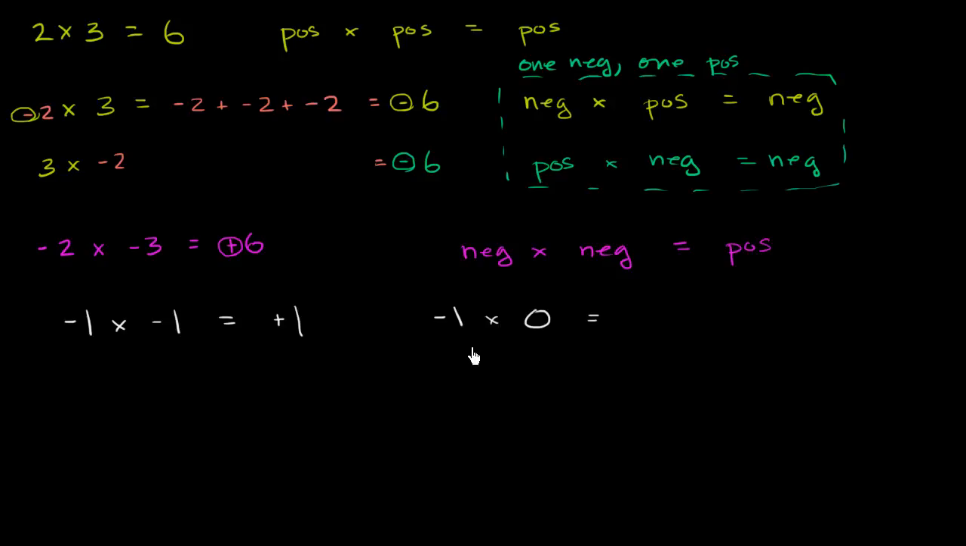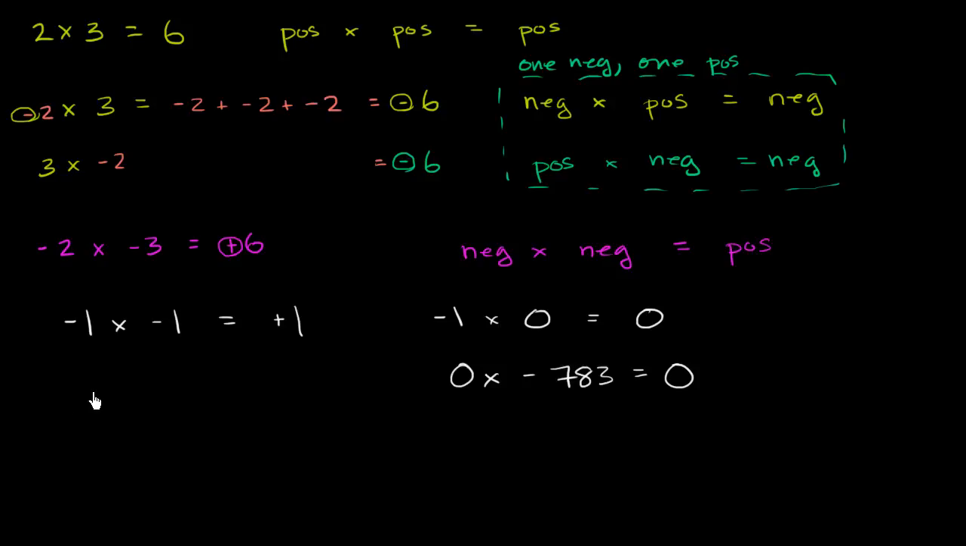What happens if I did negative 1 times 0? Now you might say, wait, this doesn't really fit into any of these circumstances. 0 is neither positive nor negative. And here you just have to remember anything times 0 is going to be 0. So negative 1 times 0 is going to be 0. Or I could have said 0 times negative 783. That is also going to be 0.